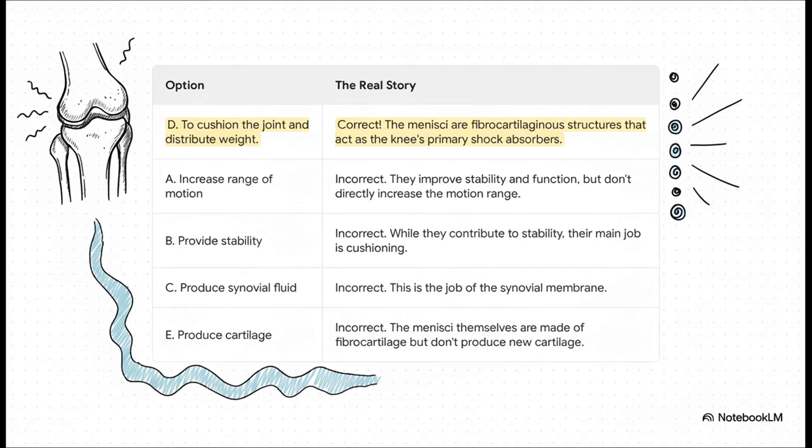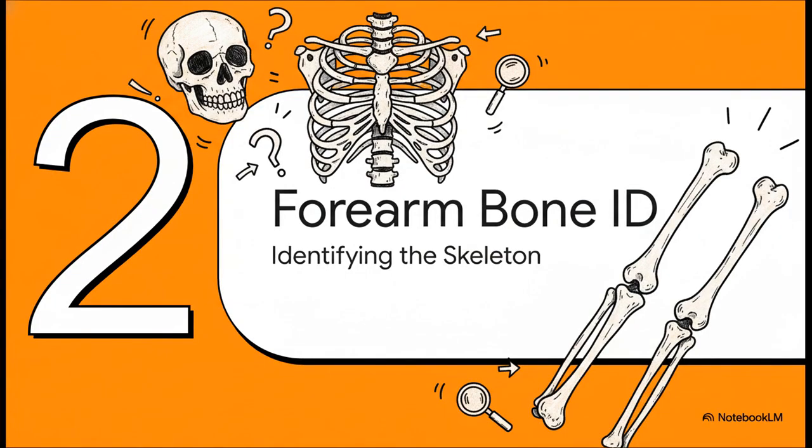The menisci are basically your knee's personal shock absorbers. They're like these perfect little cushions that spread out all the force. Now, what's really interesting is that, yeah, they do help with stability, but that's more of a side gig. Their main job is cushioning. And see that option C about synovial fluid? That's a totally different part, the synovial membrane. Think of that as the built-in oil can for your joints. All right, nice work. So we've covered a key function.